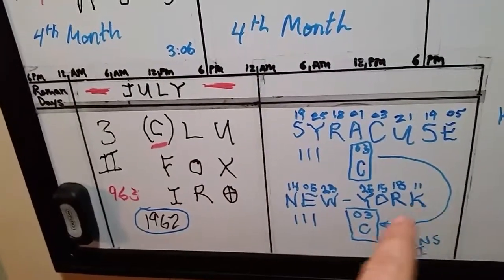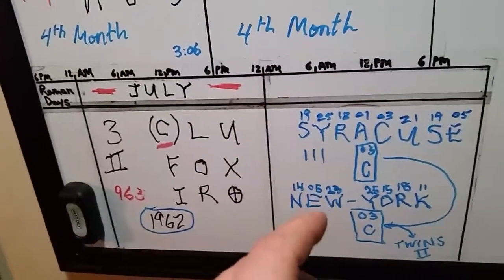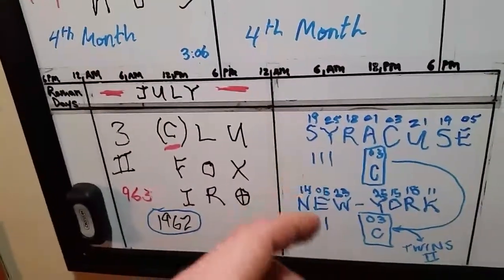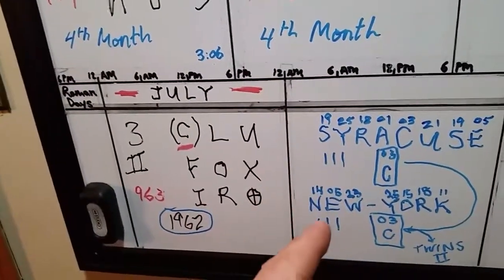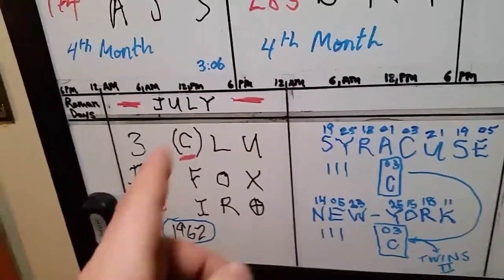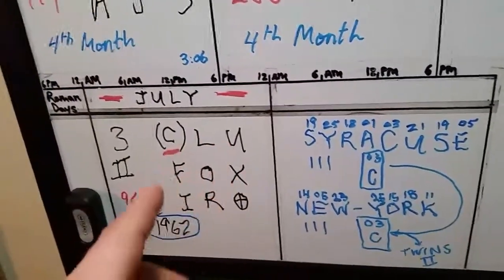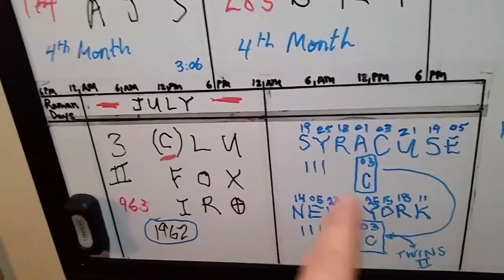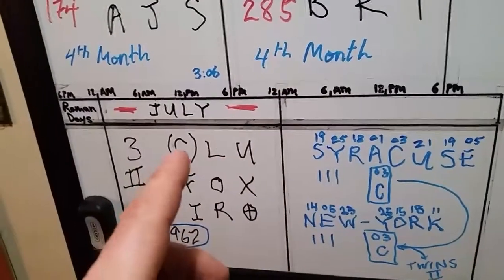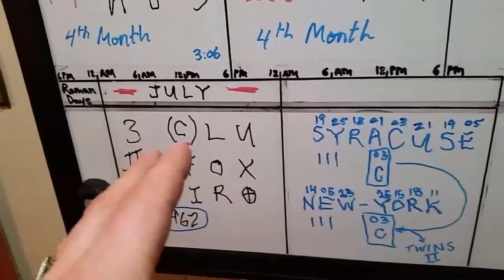And New York is 111. Again, now we have a couple, and you could say they're twins. 111 and 111 are twins, and they're coming up on this day. So New York, Syracuse, New York. Syracuse, New York. That's what the C is saying there.